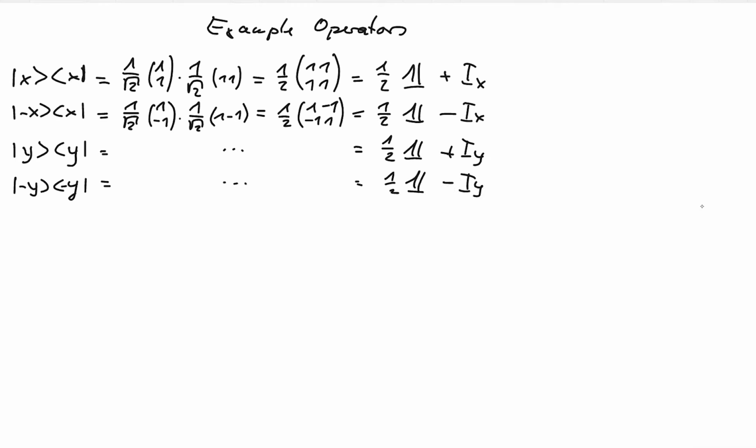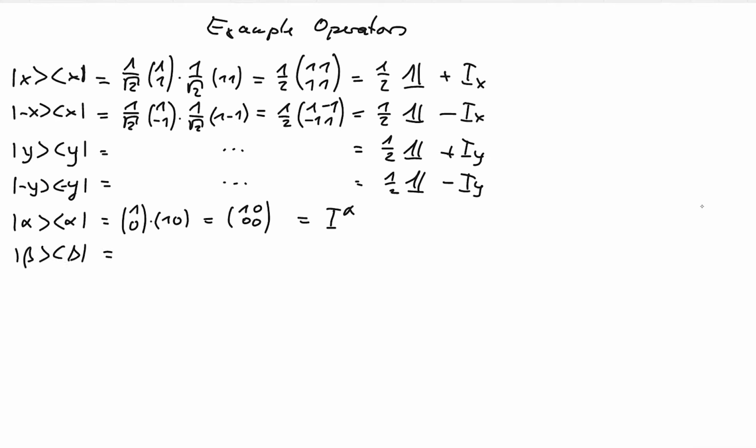And we can look at the alpha state being (1, 0) times (1, 0). This is of course the matrix (1, 0; 0, 0). And we know this operator to be I alpha. And then the beta state simply results in I beta.